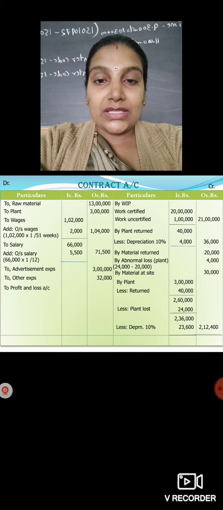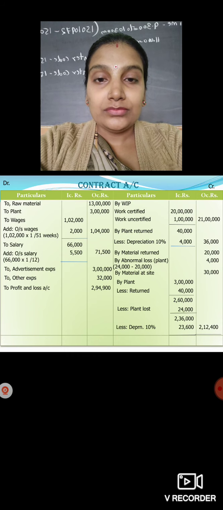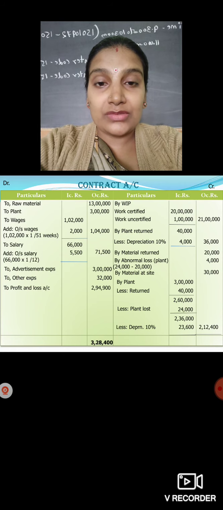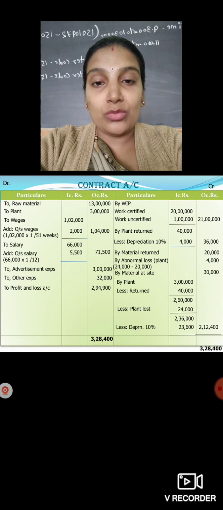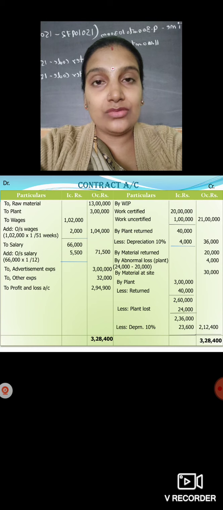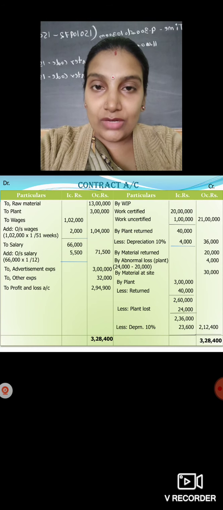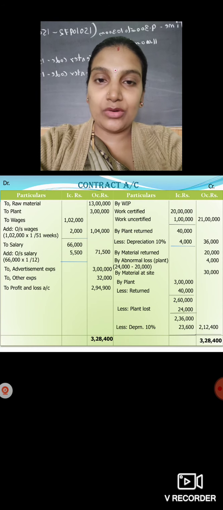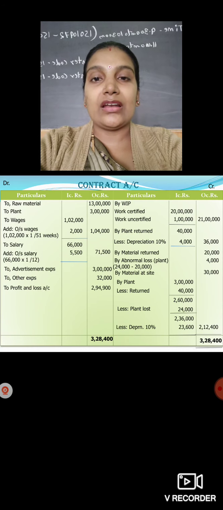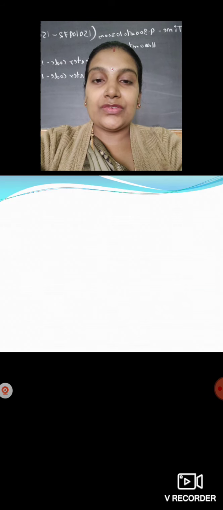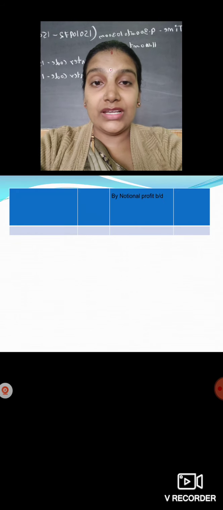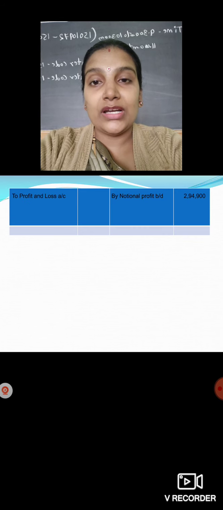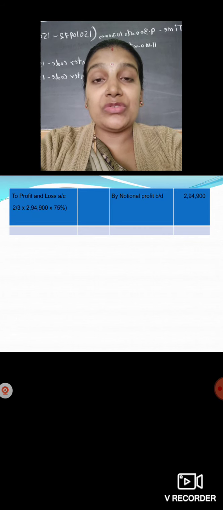Then in total, you have to find how much we have, profit and loss, or notional profit. It is 2,94,900, and total on both sides 3,28,400. Okay, credit side first you have to total, then you have to less all the debit side items, so you will get a profit of 2,94,900. Then we have to transfer it to profit and loss, right? So notional profit brought down, how much do we have? 2,94,200.